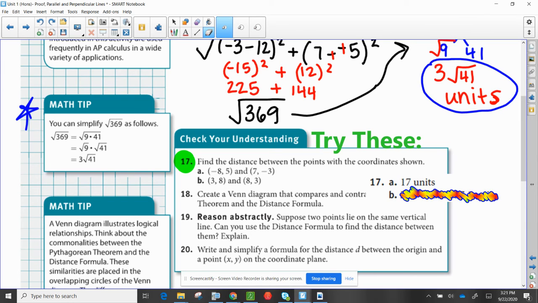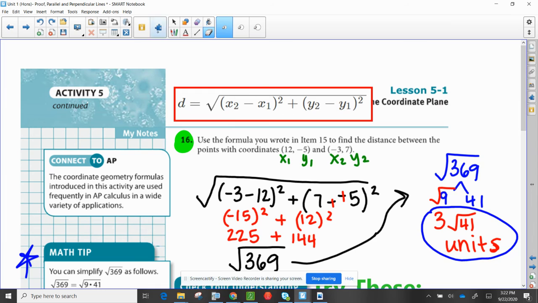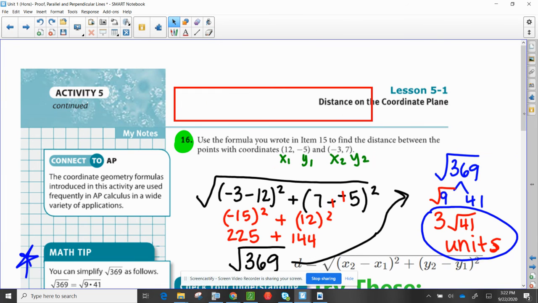Okay. All right, so why don't you guys now try B, 17b, 3, 8, and 8, 3, and see what you get. Okay, if you did it correct, you should have gotten this, 5 root 2 units. So let's maybe go through that one really quick. I'm going to go ahead and grab this distance formula and bring it down so I can see it.